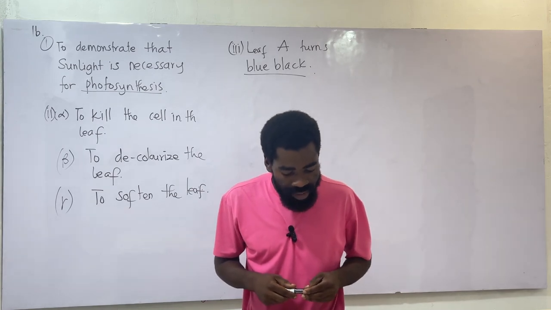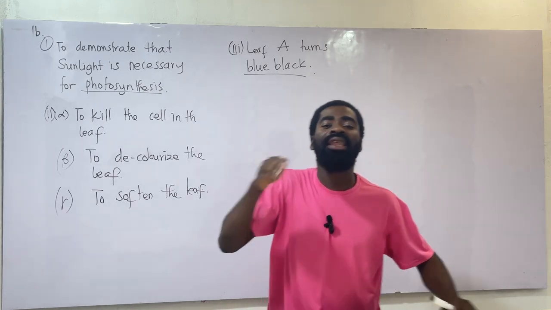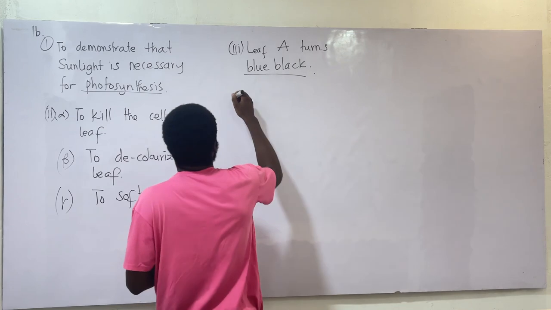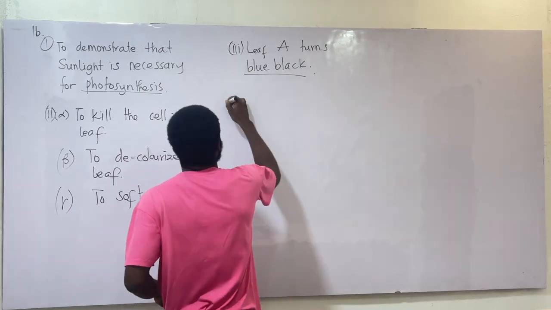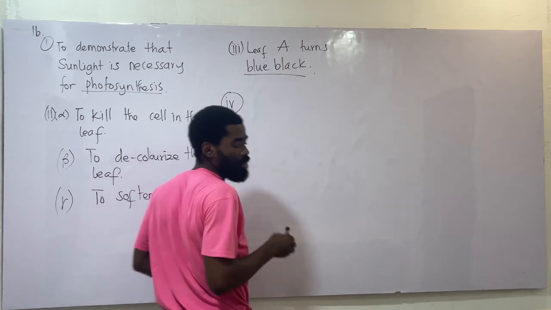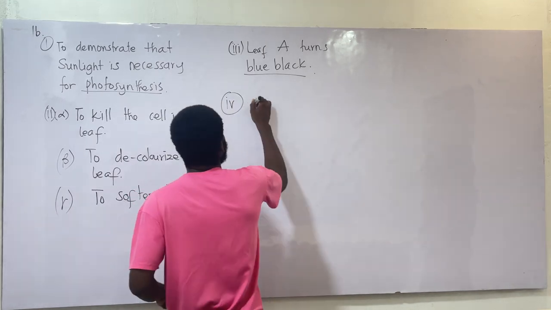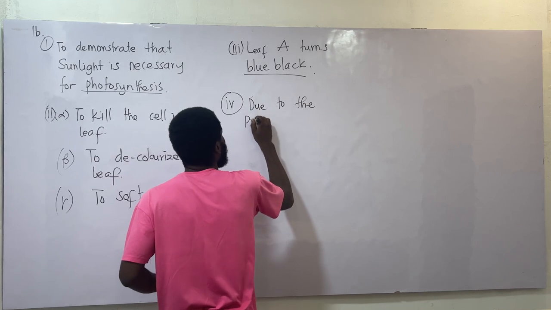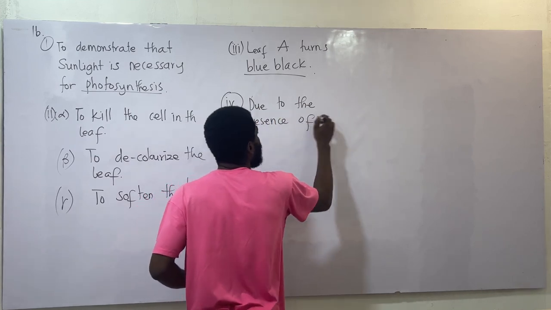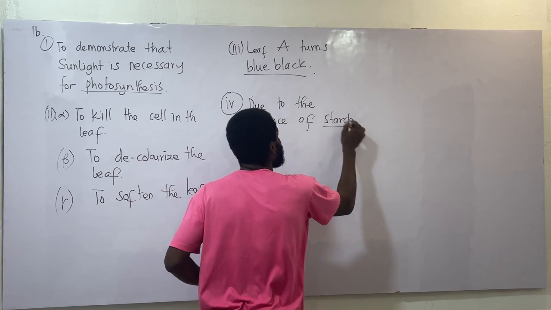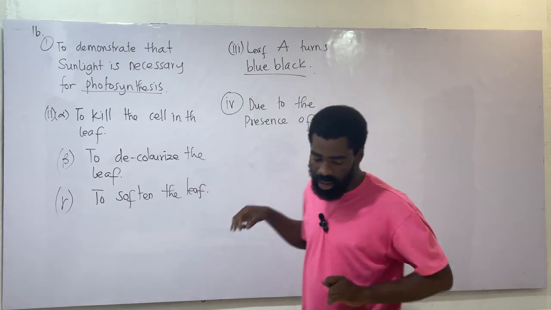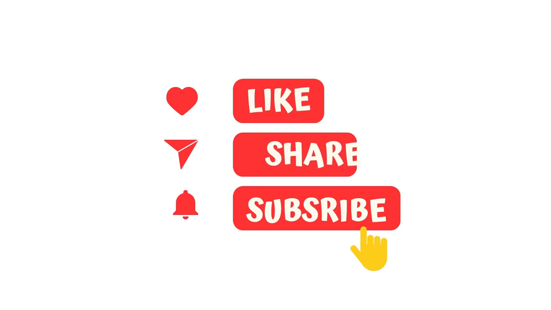Then explain why leaf A changed color. Why did leaf A change color? Because in the leaf, what has been formed? Starch. That means there's a presence of starch. So IV. Why did leaf A change color? Due to the presence of starch. Because of the starch present, it will change color. Because starch in the presence of what? Iodine will change color to what? To blue-black. Good.